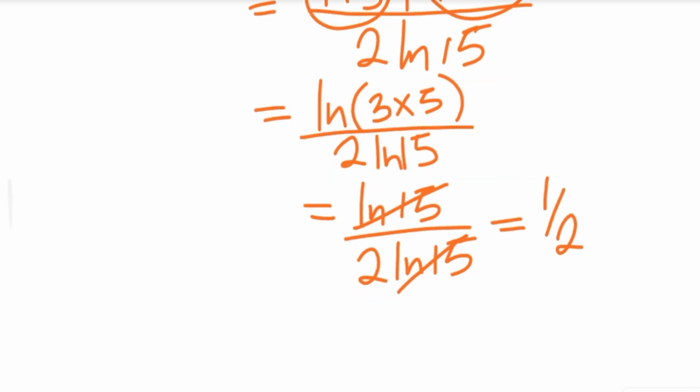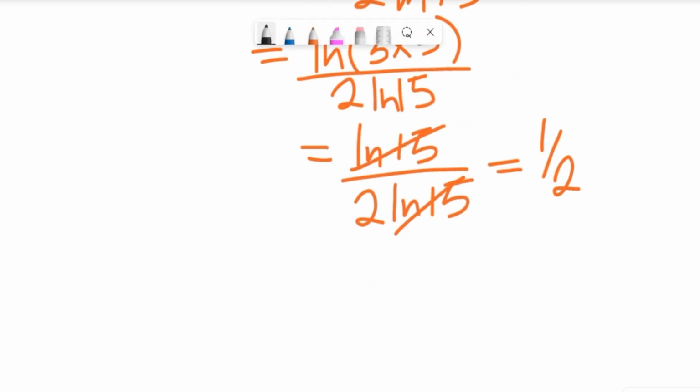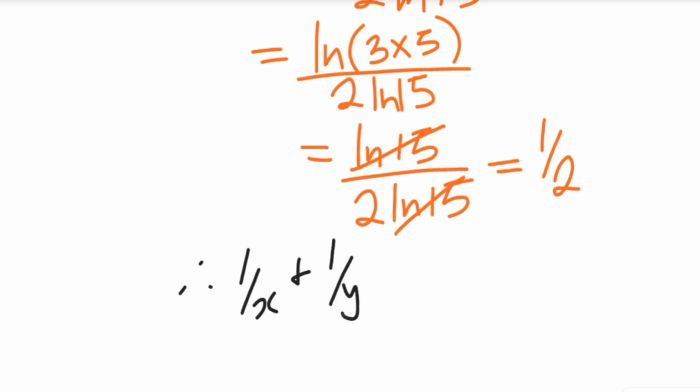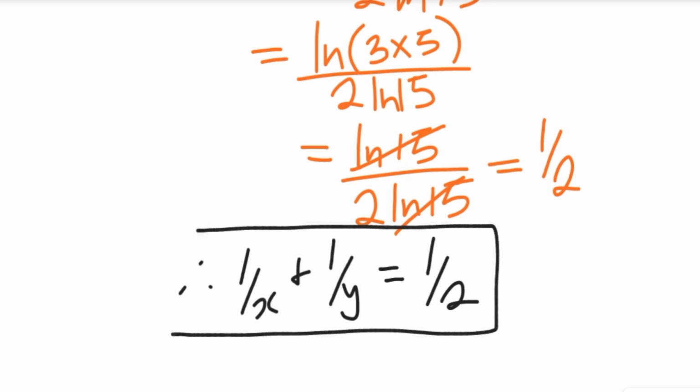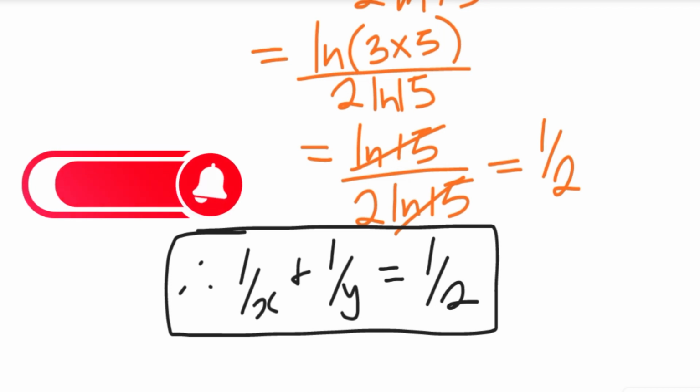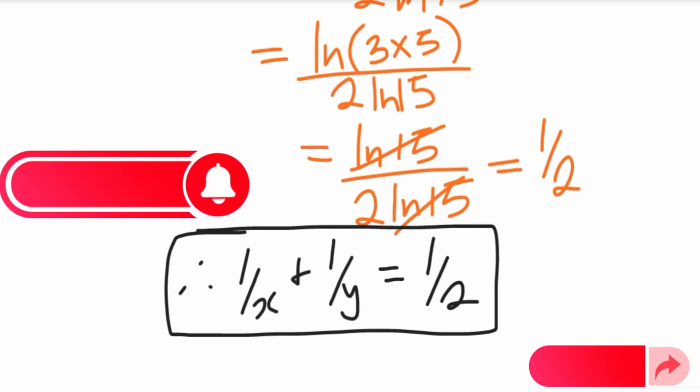So from that expression, we can simply say that therefore our 1 over x plus 1 over y will give us 1 over 2. This stands as a solution to that exponential equation that is given to us.